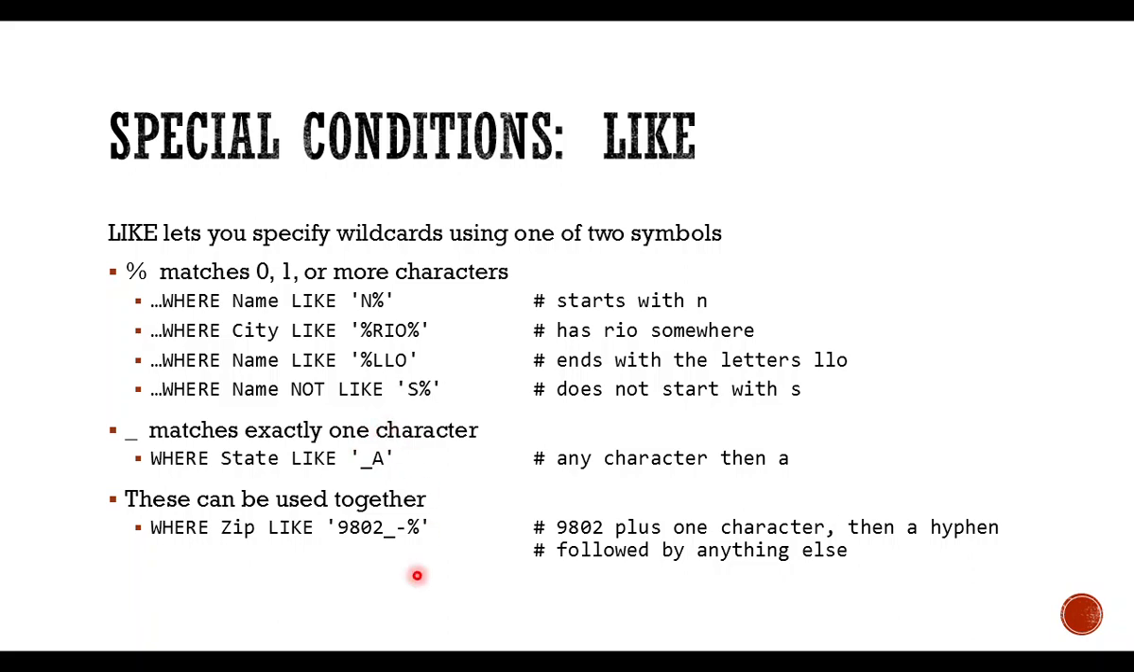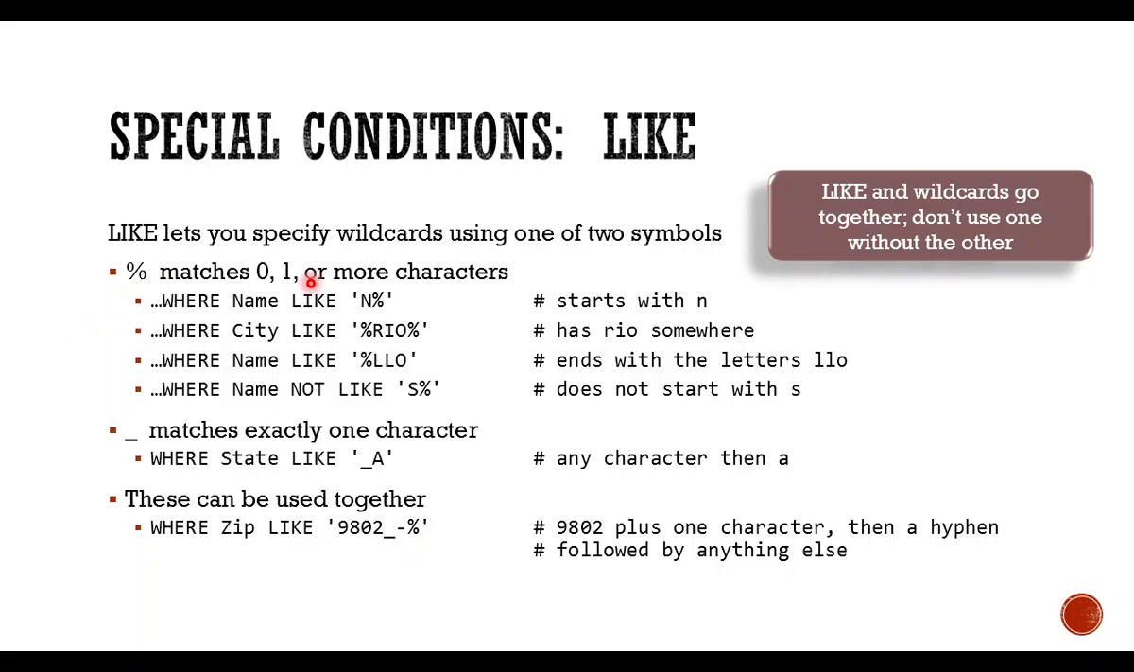You can certainly combine them. I'm looking for zip codes that are 980, one character, and then a dash, and then I don't care what comes next. So these are extremely useful. You should learn your wildcards. Do note, as the note here is going to say, when you use LIKE, you should have a wildcard, either a percent or an underscore. If you're using an underscore or a percent, you should use the word LIKE. They go together, so don't use one without the other. Either it's not going to work or it doesn't make sense to do that.